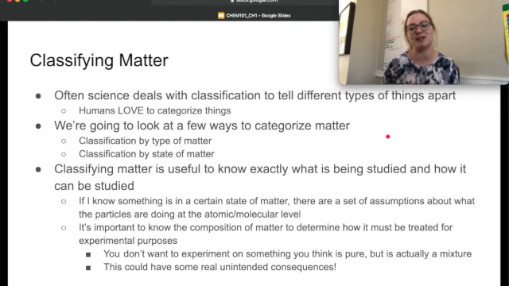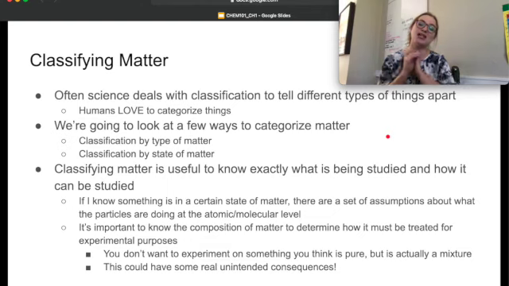You don't want to experiment on something that you think is pure, which is actually a mixture, because imagine that could have some really unintended consequences. If you've got something in your mixture that you thought was pure and you didn't know it was there, oh boy, I'm almost certain it'd ruin your reaction, and hopefully you'd still be living through that.